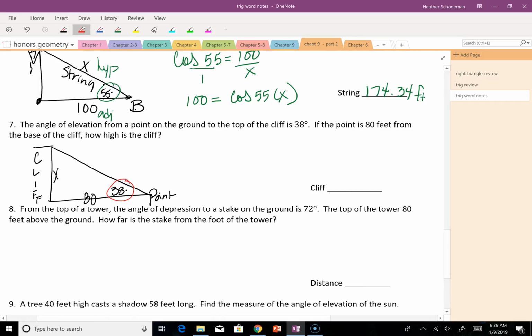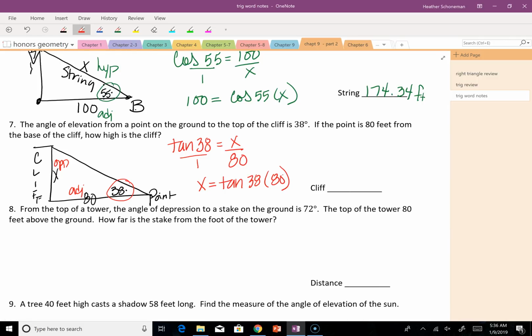Looking at 38, x is opposite, 80 is adjacent, so that's tangent. So the tangent of 38 equals opposite x over adjacent 80. How are we going to solve this? Cross multiply, but watch, this one's different. 1 times x is x, and then we get the tangent of 38 times 80. Now this one you're not dividing, this one you're multiplying.